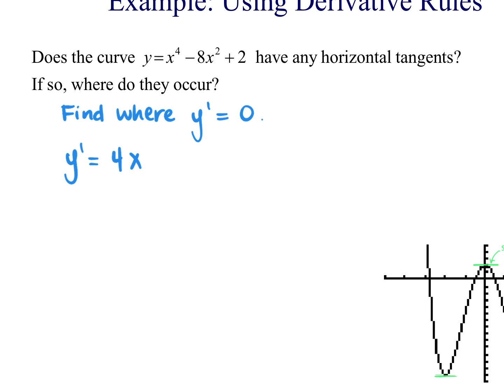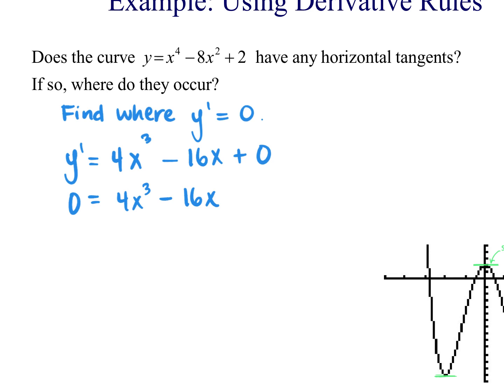4 cubed. Okay, and then I can subtract, and what's the next one going to be? Okay, and then what about the derivative of 2? Is 0. All right, and now I want to set that equal to 0. And now my calculus is done, and I'm back to algebra again.